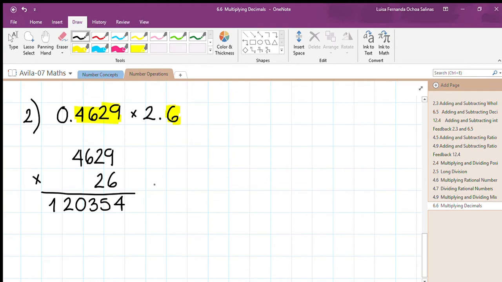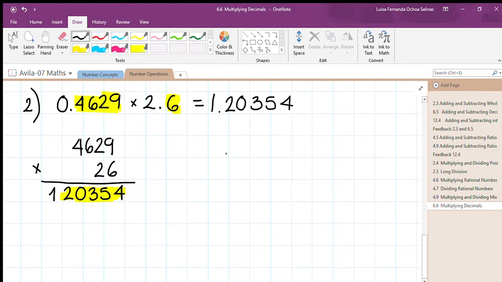Perfect. And when I write it down, how many decimal places do I need? I need 5. So I'm going to write my answer here. 1, 2, 3, 4, 5. Yes, all of these are decimal places. So my answer is 1.2035. Good, fantastic.